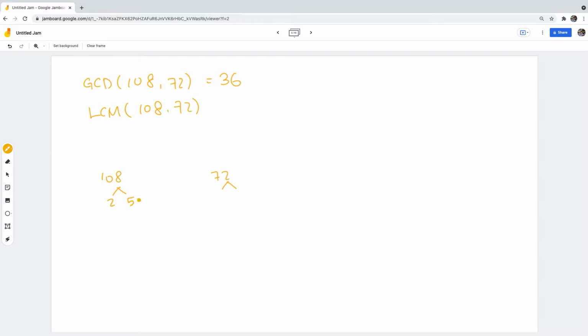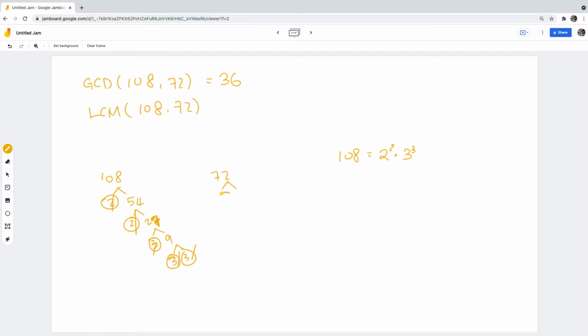2? 2 times 54. 54 is also divisible by 2, and we have 27. 27 is 3 times 9, and 9 is 3 times 3. So 108 can be written as 2 squared times 3 cubed.